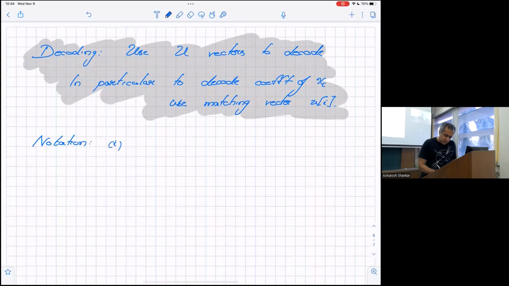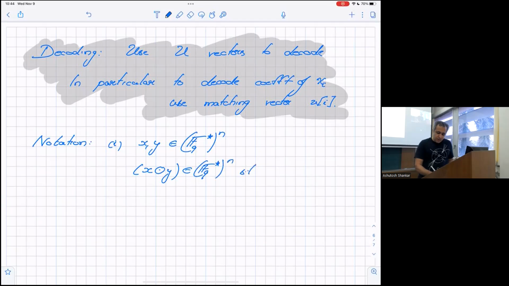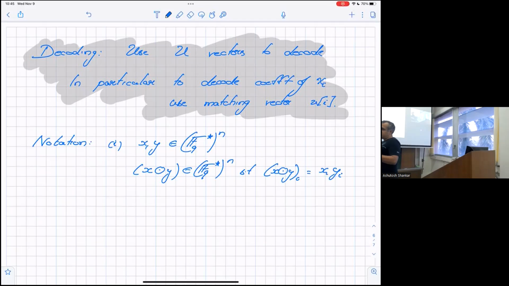First notation I'm going to use is, suppose X and Y are two things in F_q^n. We'll define X Hadamard product Y. This basically is another vector in F_q^n such that its element-wise i-th coordinate is just X_i times Y_i. So I have two vectors, I take the Hadamard product, which means coordinate-wise I'm taking the product.